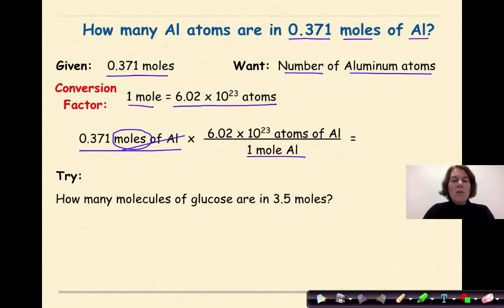So moles will cancel moles, and we're going to multiply together 0.371 times 6.02 times 10 to the 23rd. And when we do, our answer is going to be 2.23 times 10 to the 23rd atoms of aluminum. And we want to make sure that we do that to the correct number of significant figures. So if we start with 0.371 moles, and that's to 3 significant figures, our answer should be in 3 significant figures, which is why it is 2.23 times 10 to the 23rd.